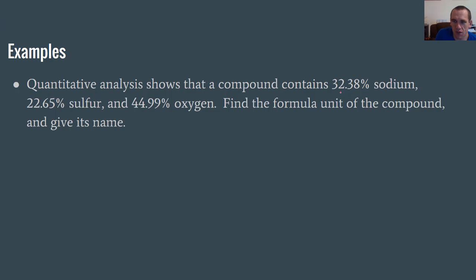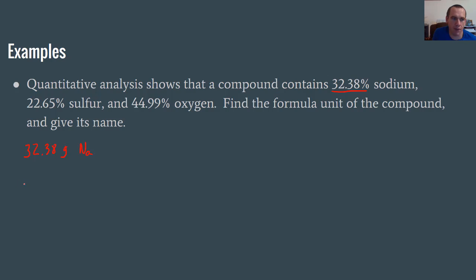So this is all given to us in percents, and remember, percent composition is percent by mass. So really this is telling me if I have a 100-gram sample, 32.38 grams of the stuff is sodium. So I'm just going to go ahead and write this as grams, 32.38 grams sodium. And the reason I'm doing that is because if I can find the mole ratio, that's the same as the atomic ratio. So I'm going to take a mass and convert it to moles, and then that's the same thing as the atomic ratio, so I'll be able to come up with the formula unit.